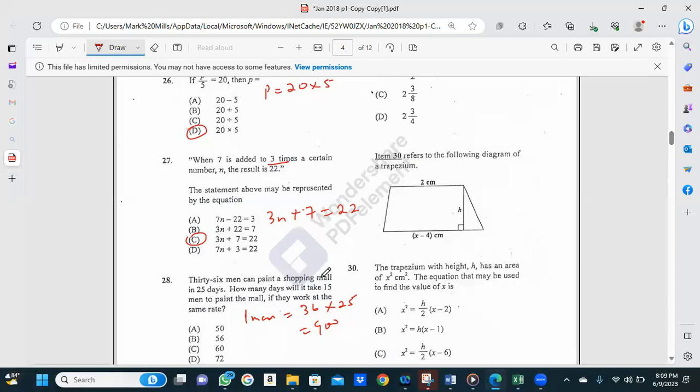So if you have 15 men now, it would be the 900 divided by the 15, which gives you 60 days. So 15 men will take 60 days if they are painting at the same rate. So the answer would have been C.